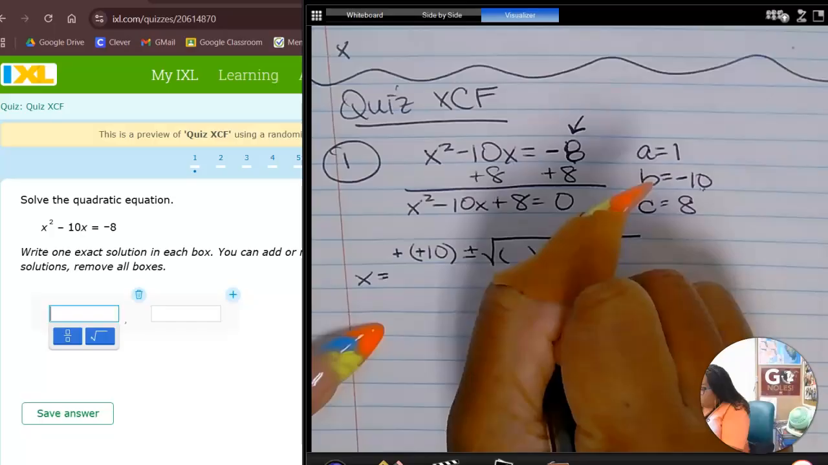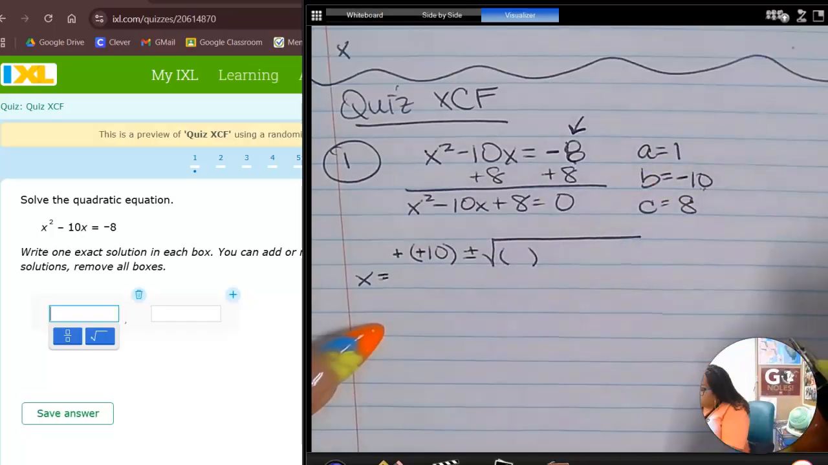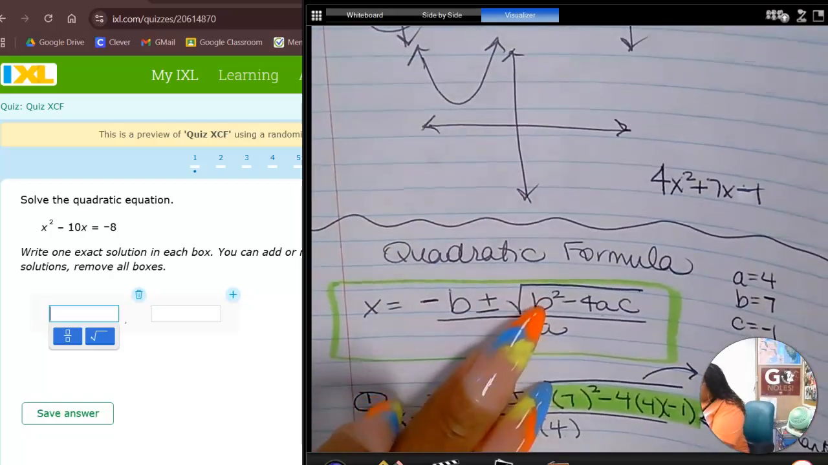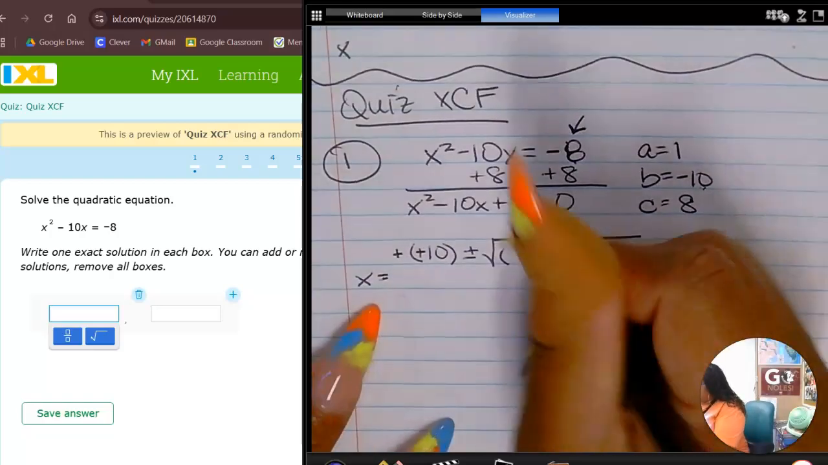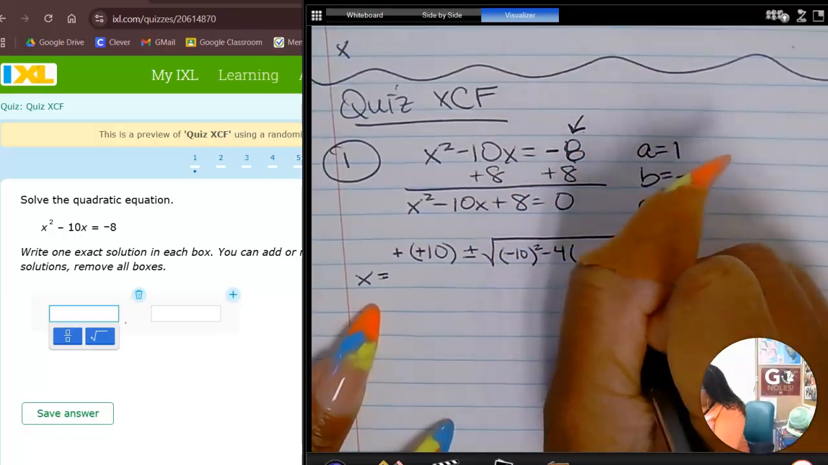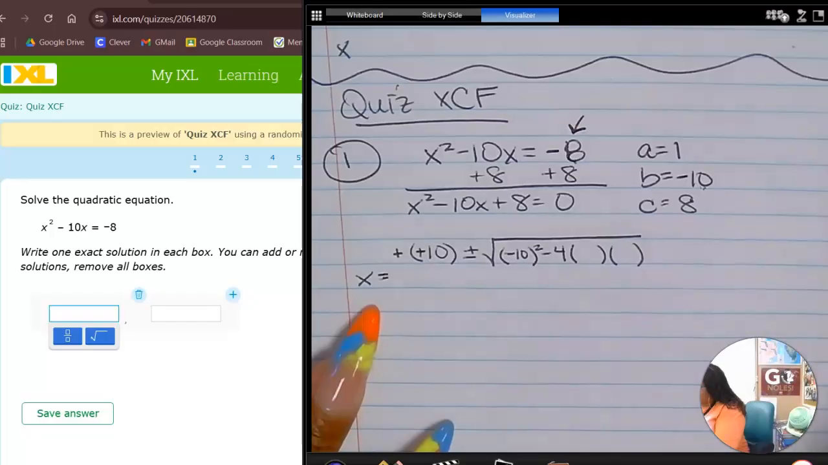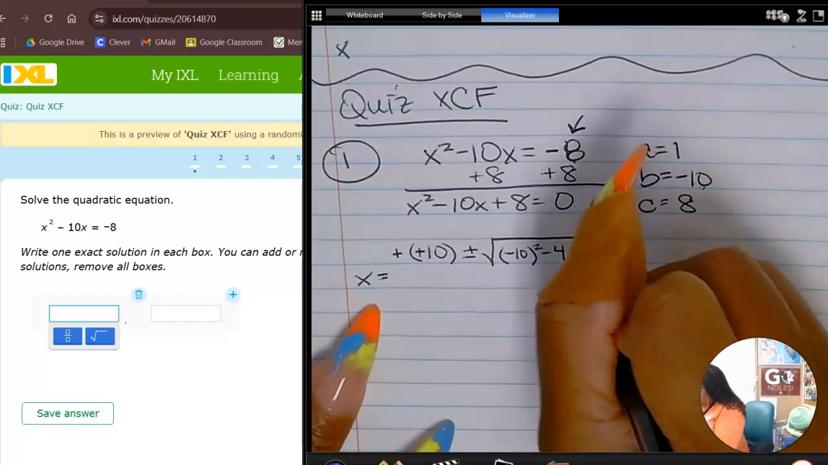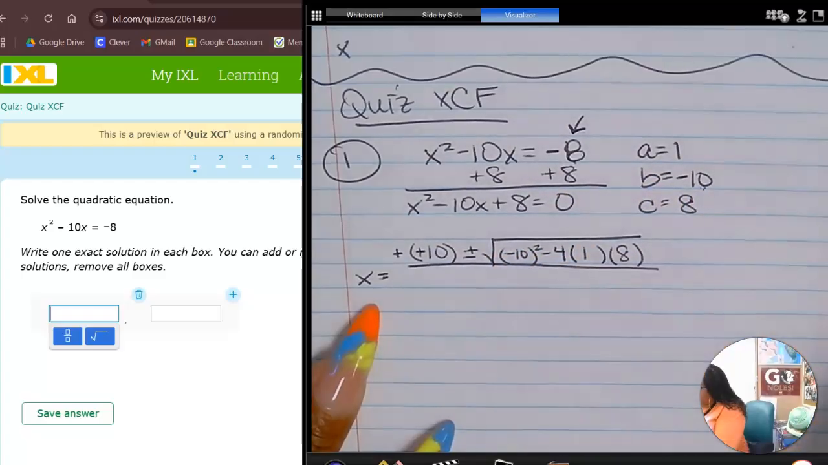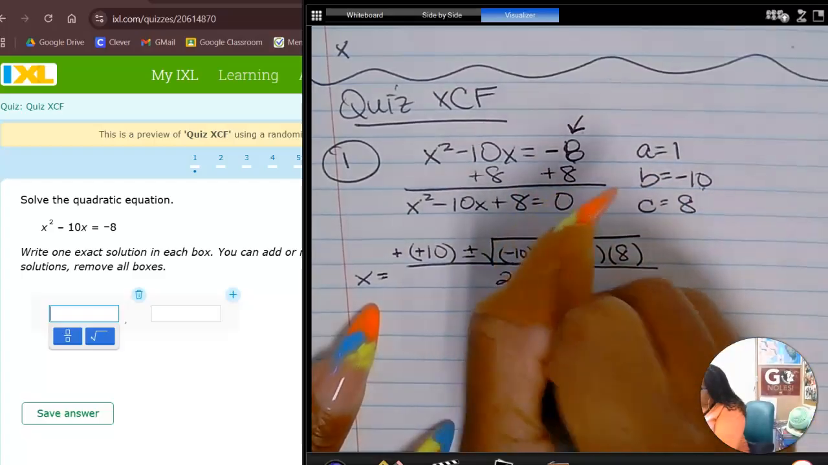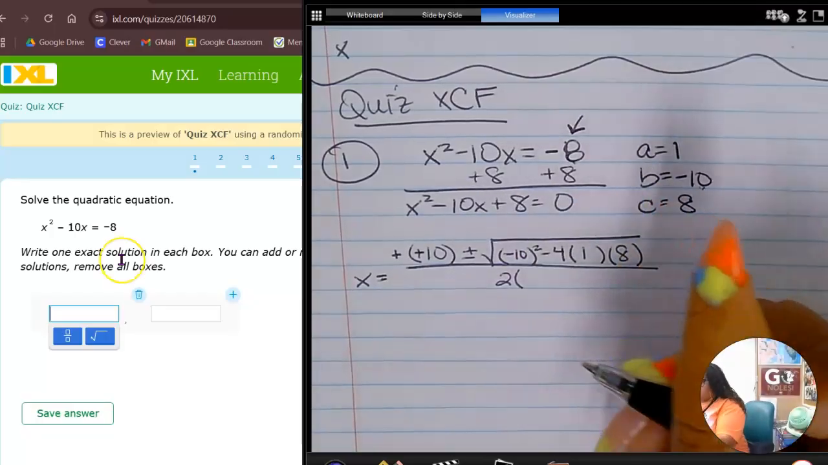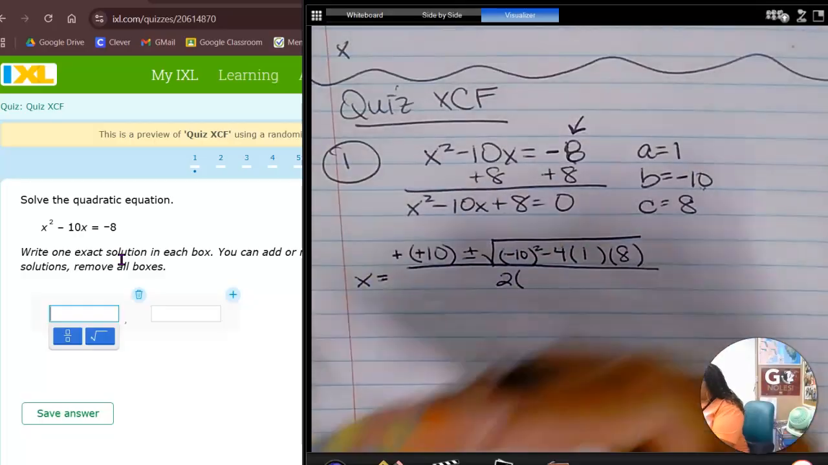Who's the first term here? Go back to your formula. -10 squared minus 4 times who and who? Times 1 and 8. Good. All divided by whom? 2 times, go back, 2a, which is 1.